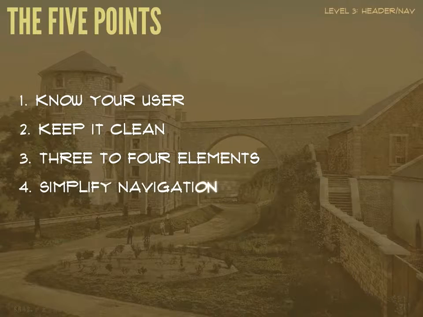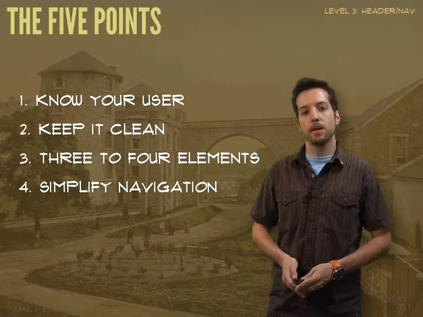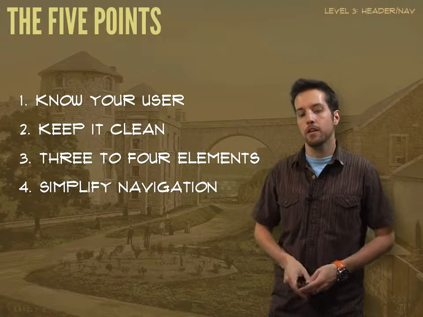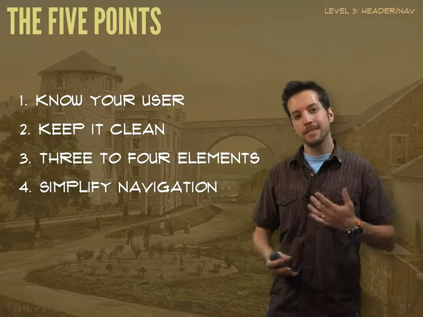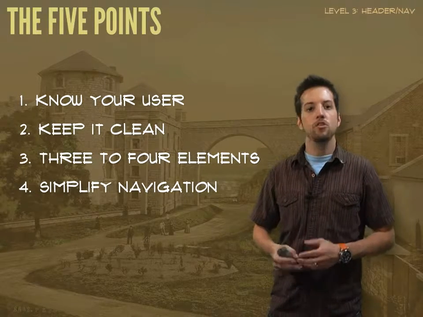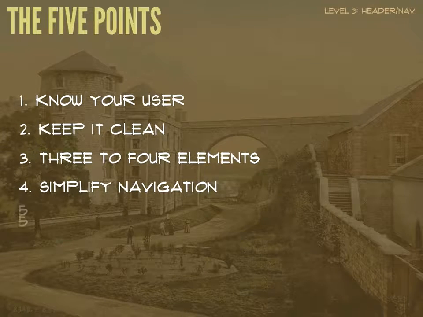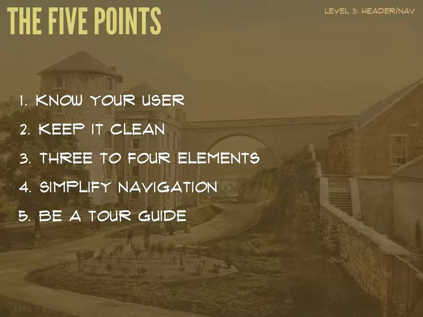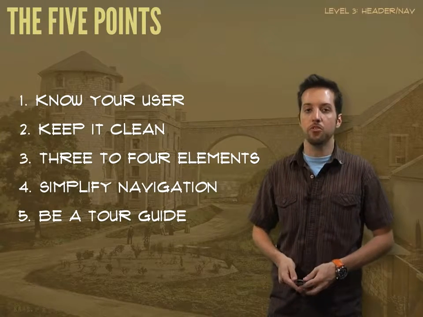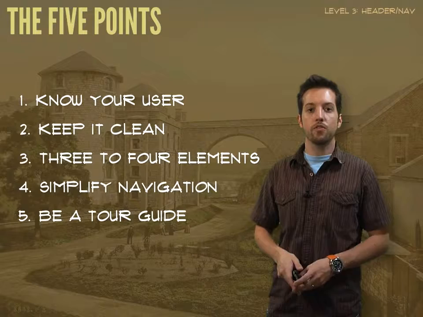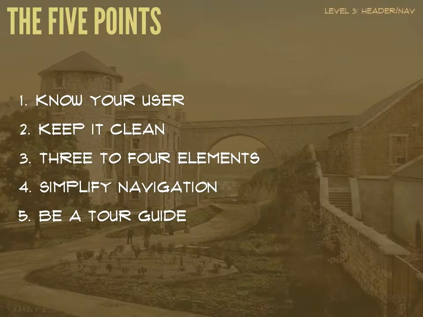We also want to simplify our navigation. So we don't want to have 28 different links to all of our pages of our site in our main navigation. I think it's a good practice to keep our main navigation at around 6 to 8 primary links, and then you can decide how you want to drill down the rest of your navigation from there. Finally, we want to be a tour guide. Now it's our job as designers and developers to guide our users to where we want them to go on the site. So it's important for us to think like a user as we're building these websites.